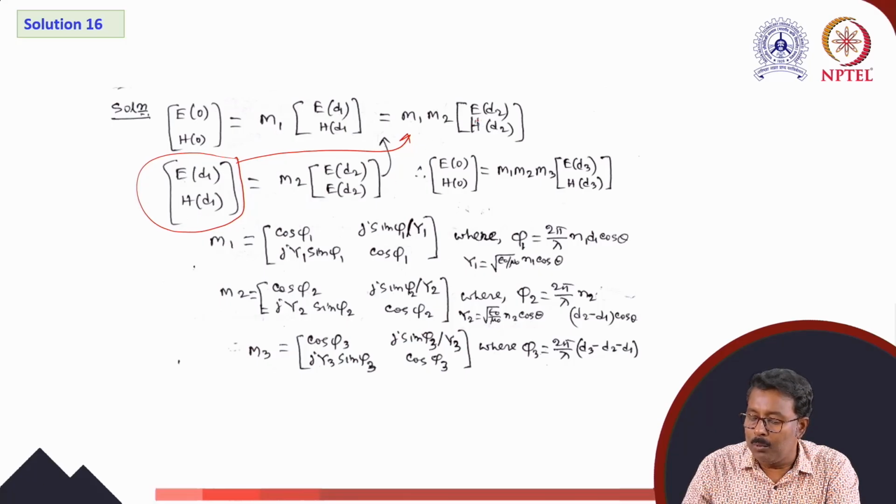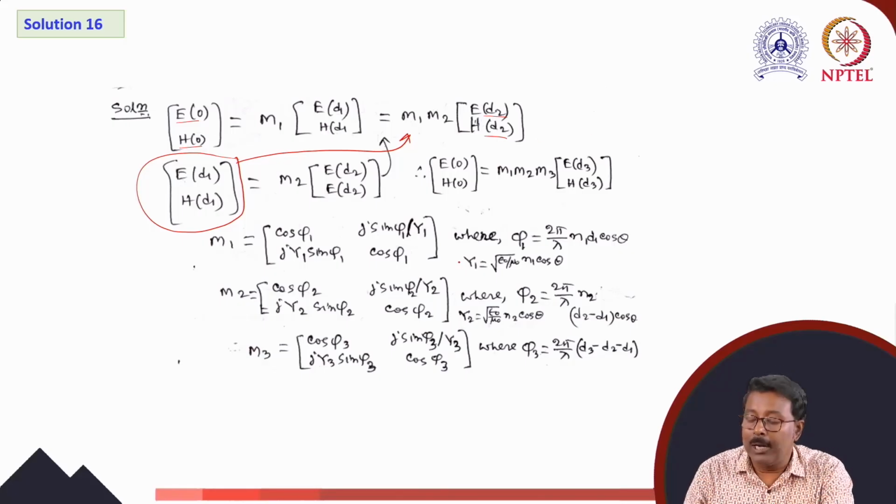So M1, M2, ED2, HD2. That means now E0, H0 is related to the E at D2 interface and H at D2 interface. So gradually it is increasing. E0, H0 was related to D1, D2 electric fields. Now it is related to the D2 interface electric field and magnetic field. Similarly, you can increase. So there will be M1, M2, M3 and so on.